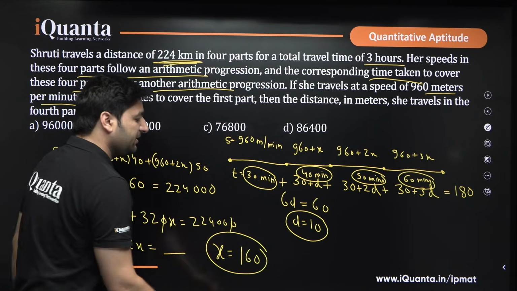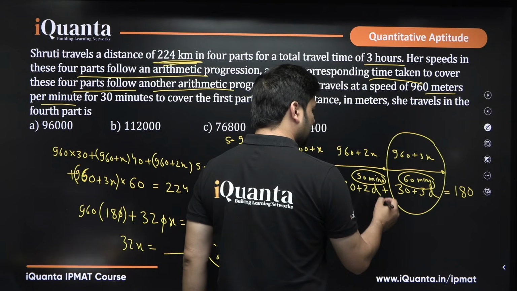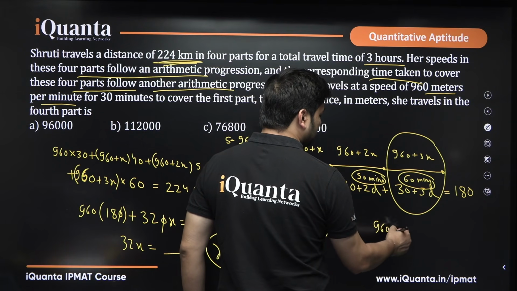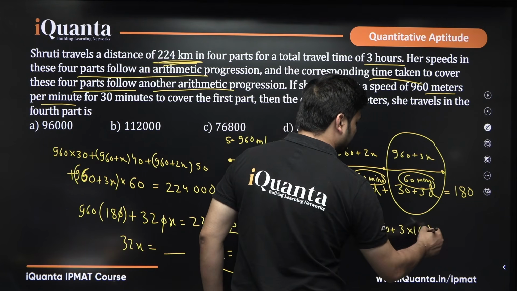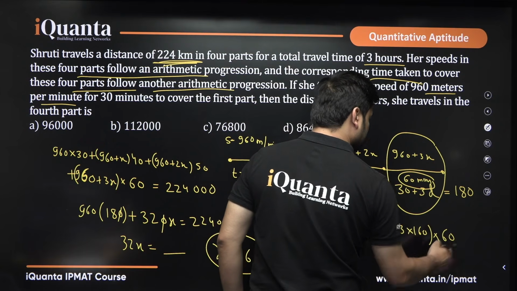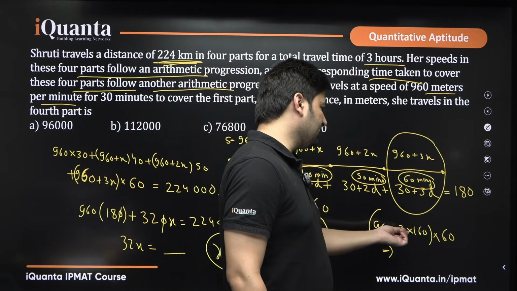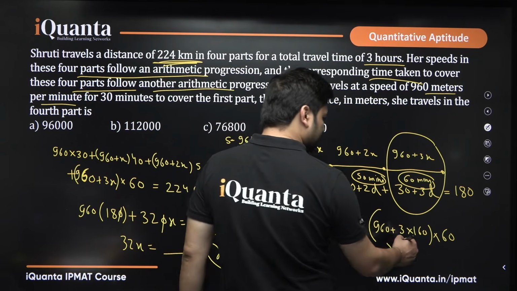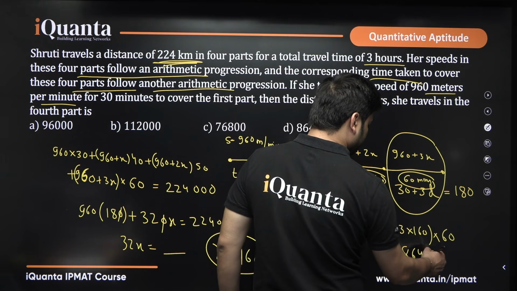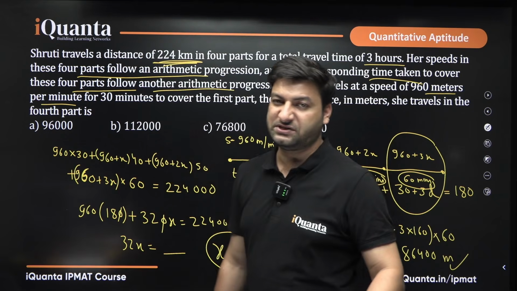The moment you get it, you are very close to the answer. You wanted the distance of this last part, right? So 960 plus 3x, where x is 160. This is the speed, and distance is speed into time. Time is 60. Now you can find this out. This will be 960 plus 480, that means 1440. So 1440 into 60 is 86400 meters. That's your answer.